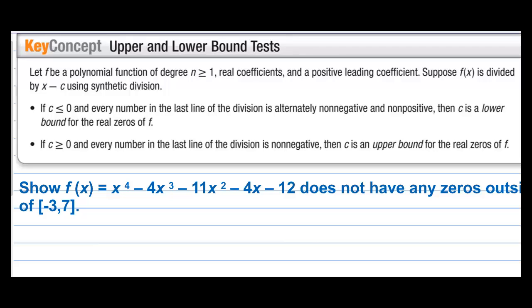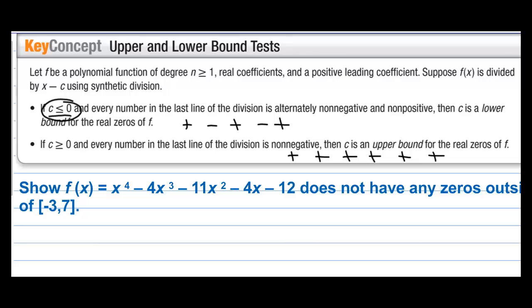So what does that mean? It means if your c is less than or equal to 0, in other words, negative, and when you do synthetic division it alternates plus, minus, plus, minus, plus, minus, then you have what's called a lower bound, which means you will not have a zero lower than that number. In other words, you can stop looking. You're not going to find anything lower than that negative number. Now, if c is greater than or equal to 0, in other words, positive, and the last line of the division is non-negative, meaning positive or 0, so you could have plus, plus, plus, if they keep just being positive numbers, then what you found is an upper bound, and there are no zeros bigger than that number.